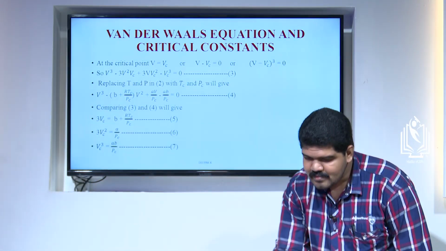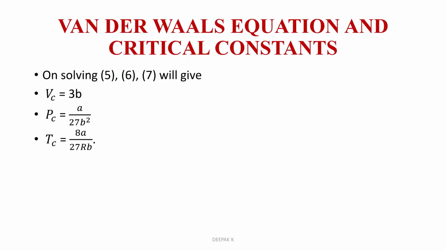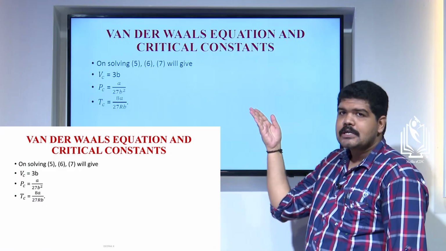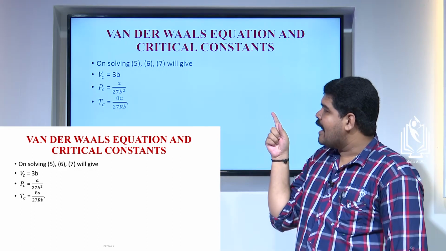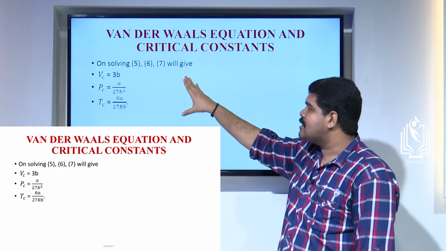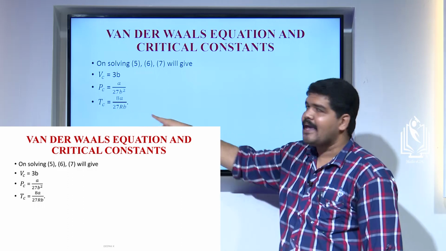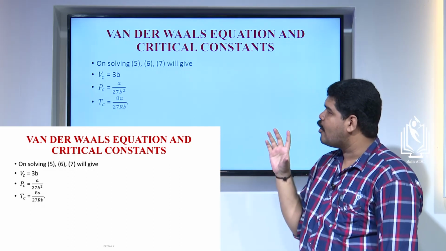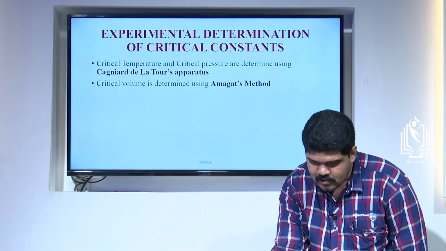Now, on solving these three equations, we will get the critical volume is equal to 3b, critical pressure is equal to a by 27 b square, and the critical temperature is equal to 8a by 27Rb. So, these are the three equations which connect the critical constants with van der Waals constants a and b. Okay, so, this is all about connecting critical and van der Waals constants.